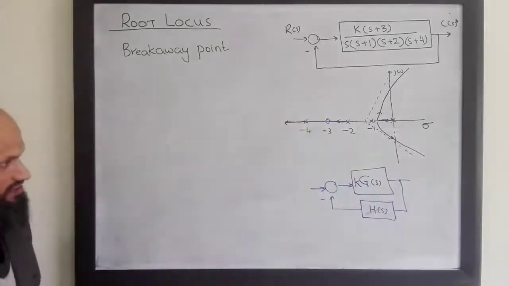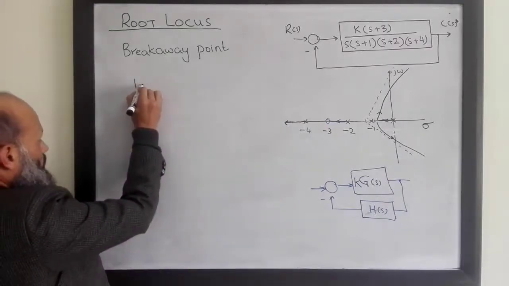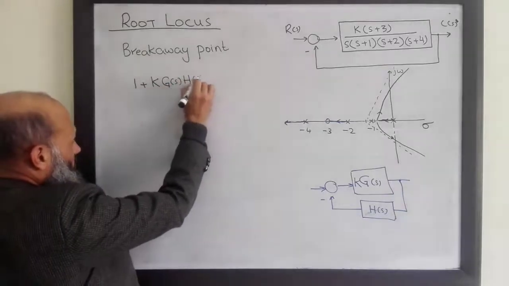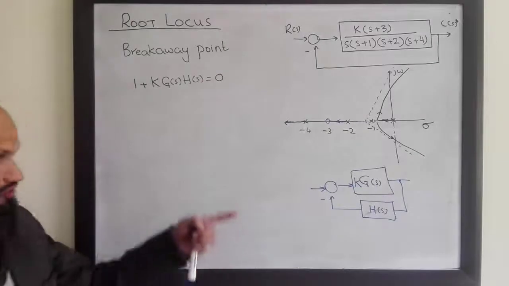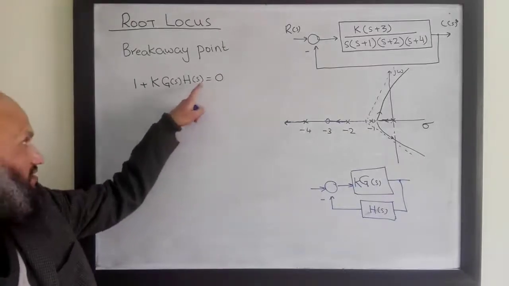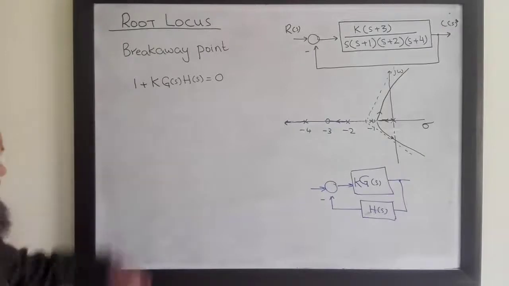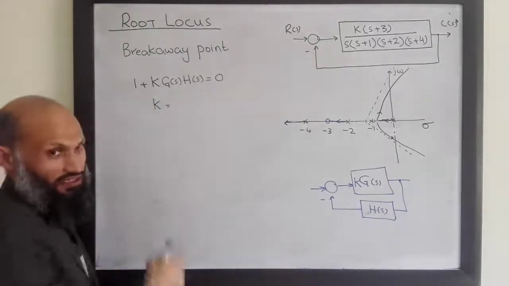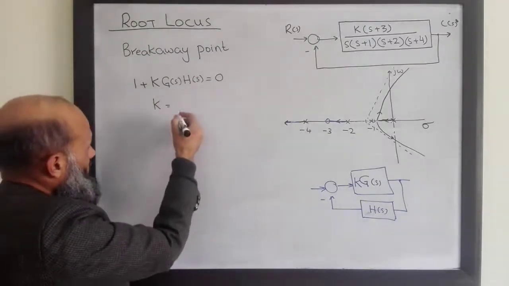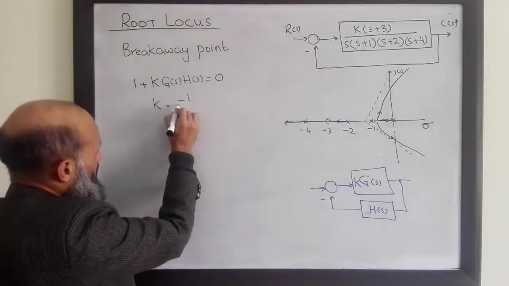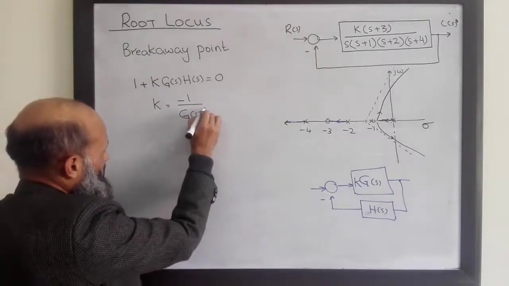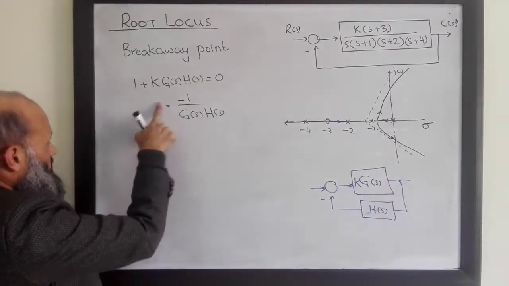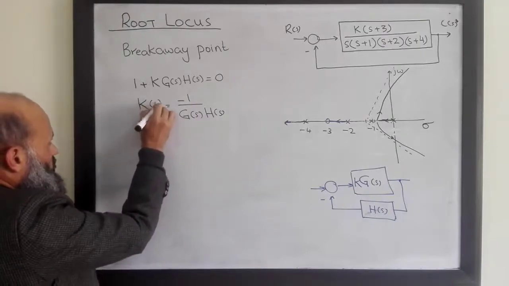The equation which describes the root locus is given by 1 + k g(s) h(s) = 0. This is the equation of the root locus, that is, any point in the s-plane which satisfies this equation will lie on the root locus. We can simply rearrange this equation: bring 1 to the right hand side and then divide the whole expression by g(s) h(s). So we have k = -1 / (g(s) h(s)). This k is a function of s, so let's write it as a function of s.